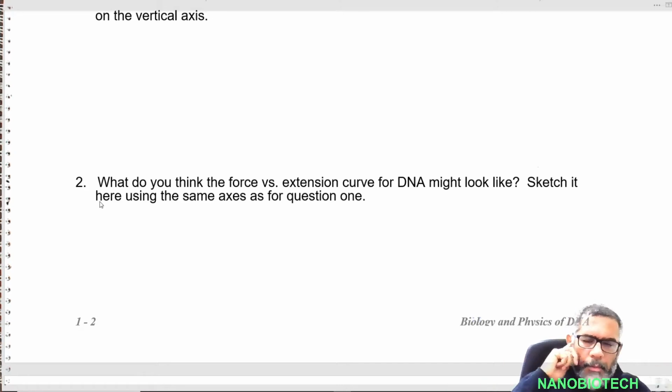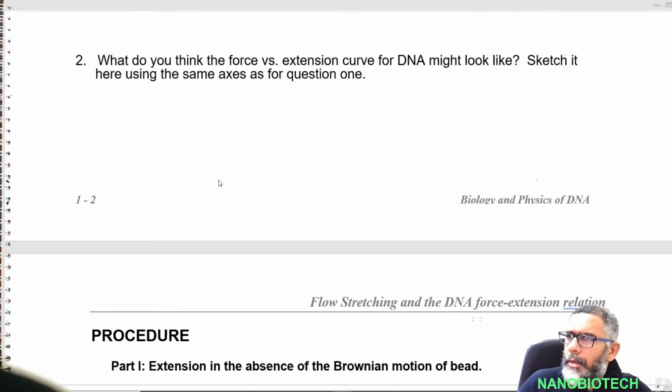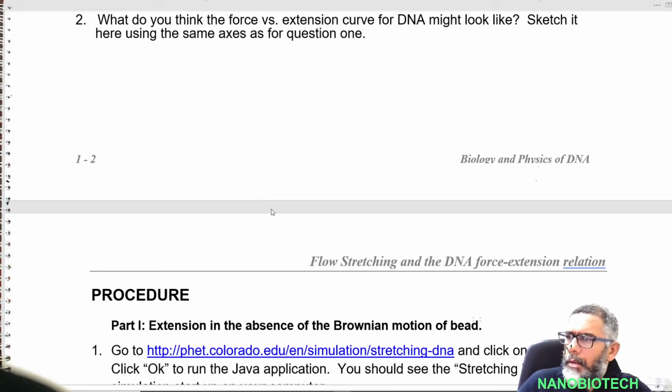Think about this. There is no unique answer to that question. It's about your imagination. If you think that DNA will look like a rubber band or act like a rubber, then just sketch this DNA extension versus force. This question is just about trying to get your imagination, your expectation, your assumption on the physical property of the DNA.